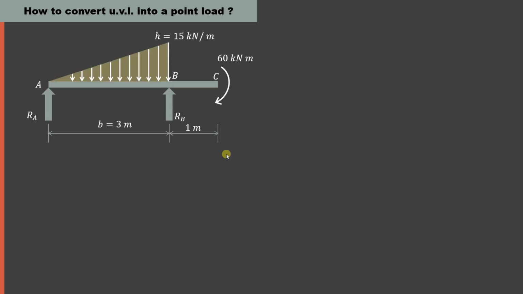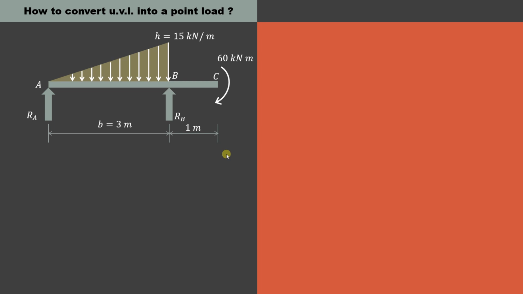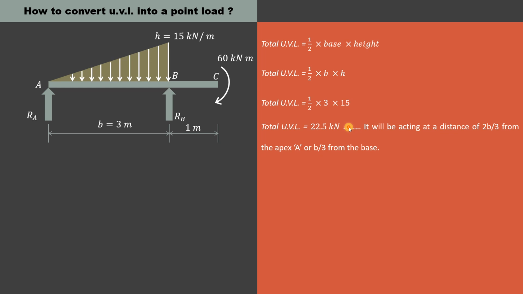Now first we'll see how to convert this uniformly varying load into a point load. So total uniformly varying load. As it is a triangular distribution, it will be 1/2 base into height, where base is nothing but AB, that is b equal to 3 meter, and height is 15 kilonewton per meter. So we can substitute the values. The value of b is 3, and height h is 15 kilonewton per meter. Meter will get cancelled out and we'll get the total UVL in kilonewton. So total UVL will be 15 into 3, that is 45, 45 divided by 2, that is 22.5 kilonewton.